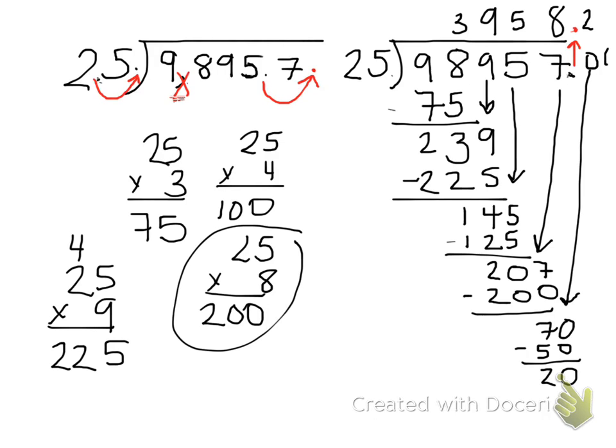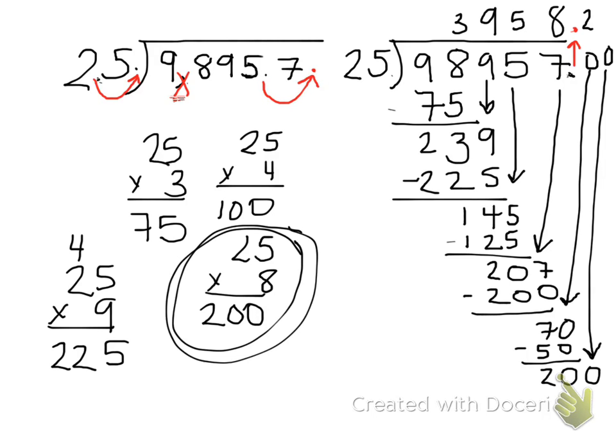I'm going to add another 0 because I don't have a 0 down there yet. And now we have 200. And I know that 25 can go into 200 exactly 8 times from before. Oh, 8. So I'm going to write my 8 up here. Sorry, I have to be careful. And 8 times 25 is 200. 200 minus 200 gives me 0.